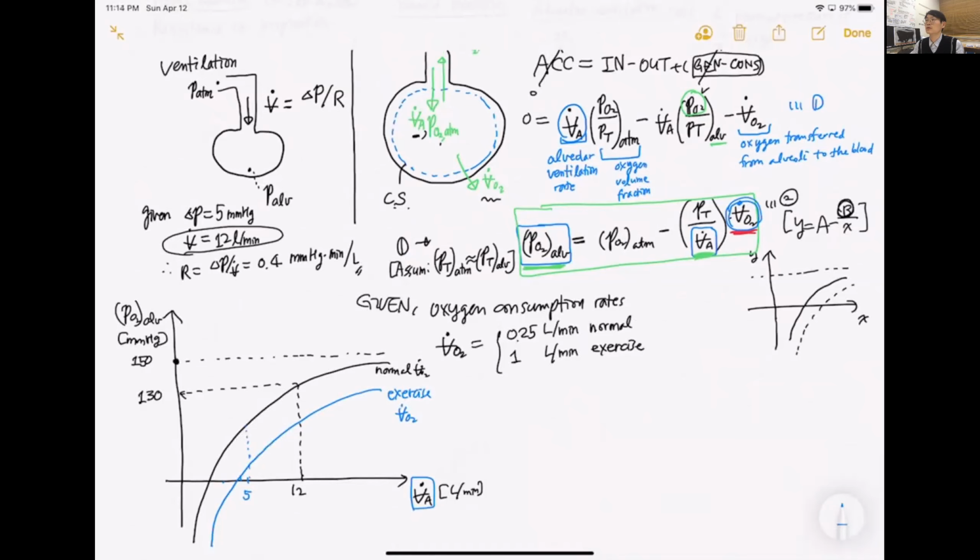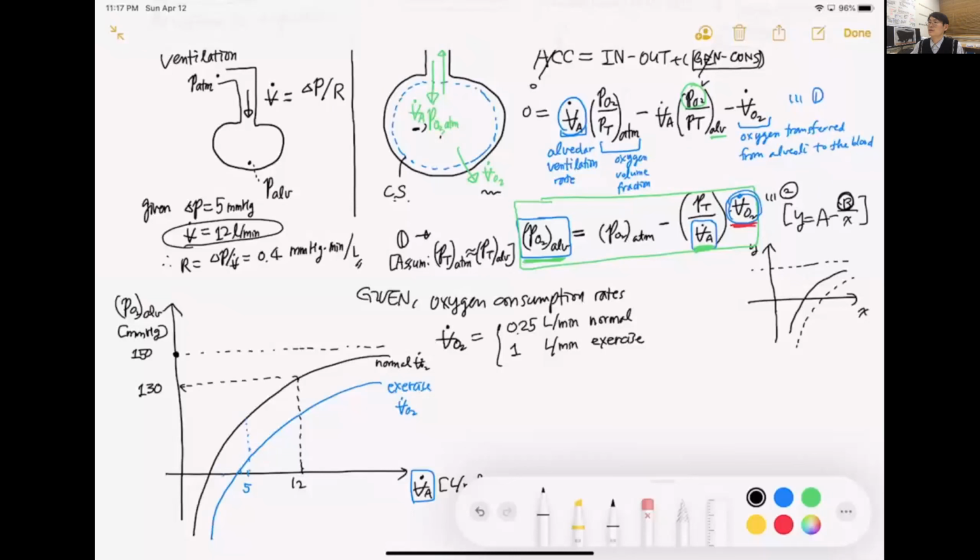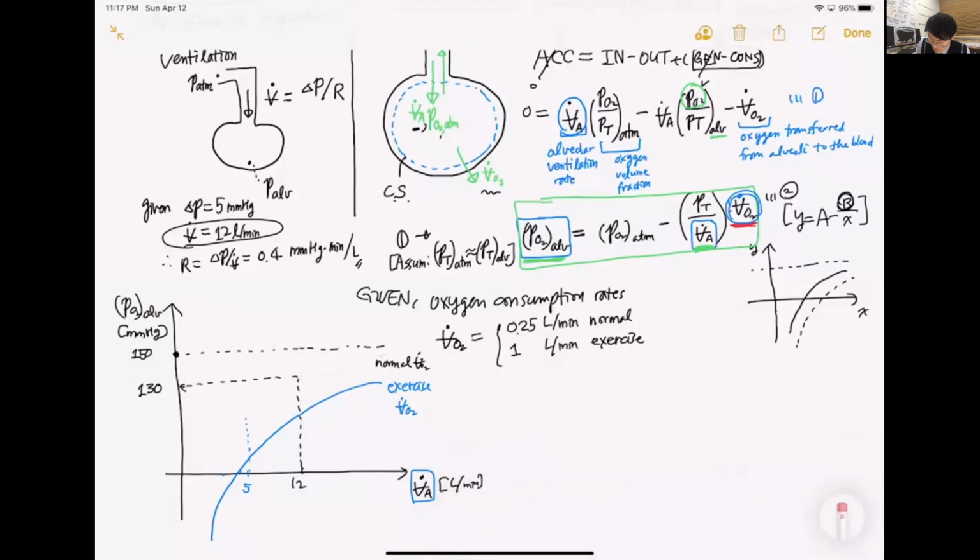Pause. Okay, sorry, I made a slight mistake here, so I will correct it. This curve of normal ventilation is a little bit wrong, so I'm going to remove this and redraw it. So that is like this.